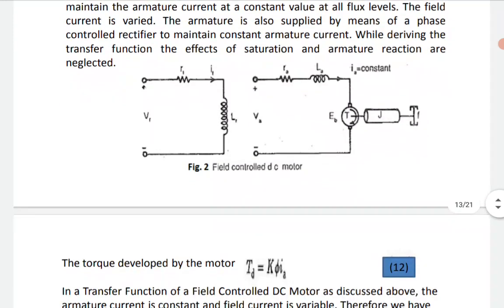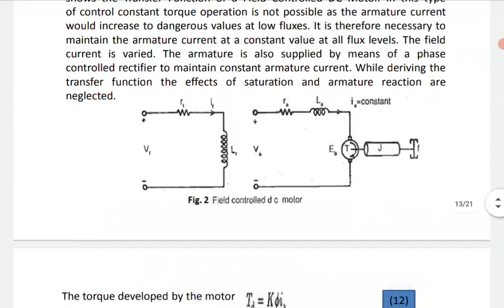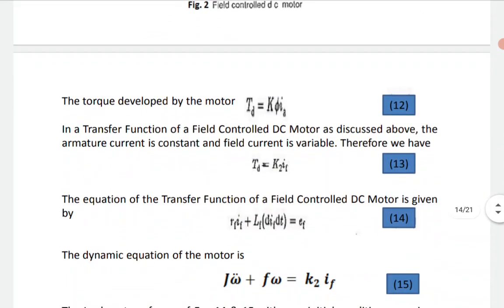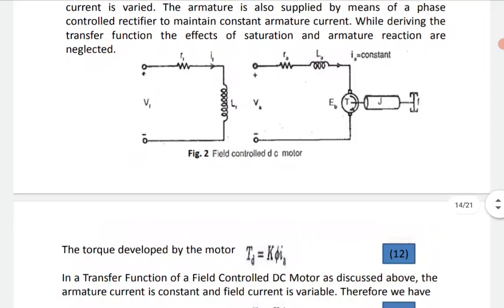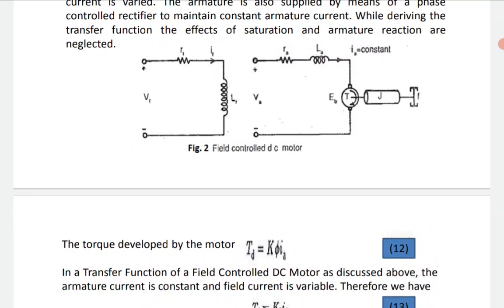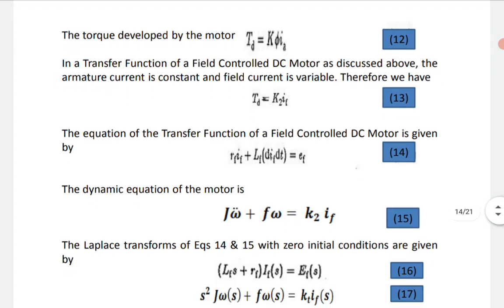The equation for the transfer function of a field control DC motor, we can rewrite it here. RF IF plus LF into dIF/dt is equal to VF or EF. The dynamic equation of the motor is that the mechanical torque should be equal to the electrical torque. The mechanical torque equation is already discussed, that is J omega double dot plus F omega dot is equal to K2 into If, that is equating the same.